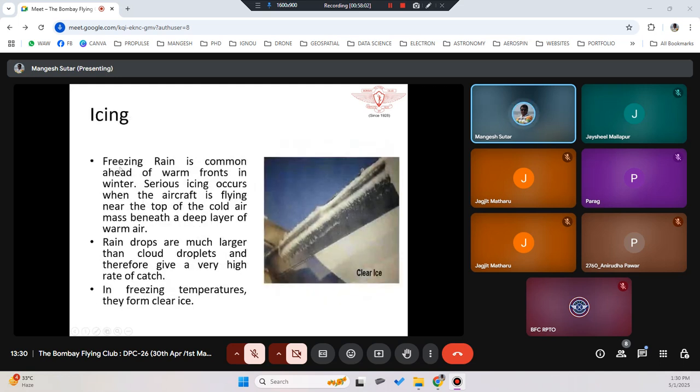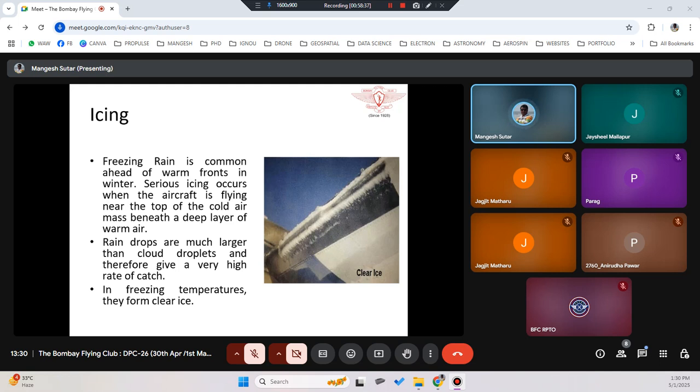So icing, again, freezing rain is common ahead, like in winter locations. I mean, high latitude locations like Punjab, Haryana, Uttar Pradesh. You will see the rain converting into freezing point. So icing happens. So there would be ice on your frames. Okay, especially the wings, the tail section, horizontal, vertical stabilizer, or on the drone, the frames or on the propeller also. If the icing happens, it will degrade the performance of your aircraft or the drone.